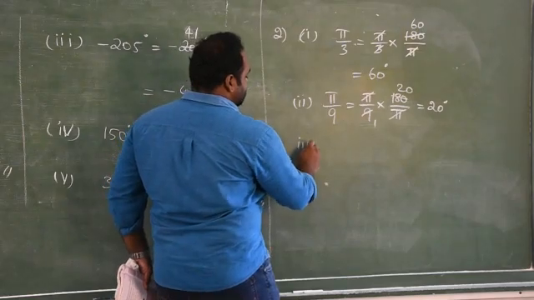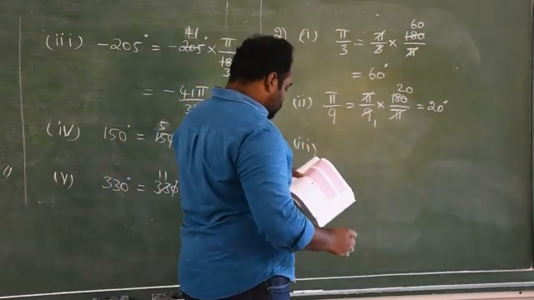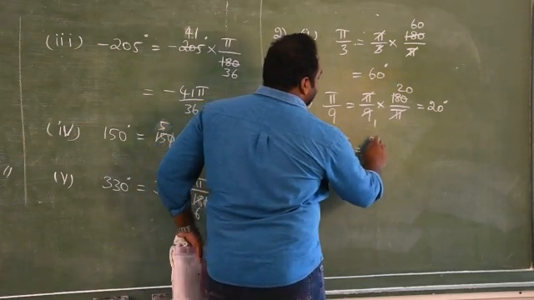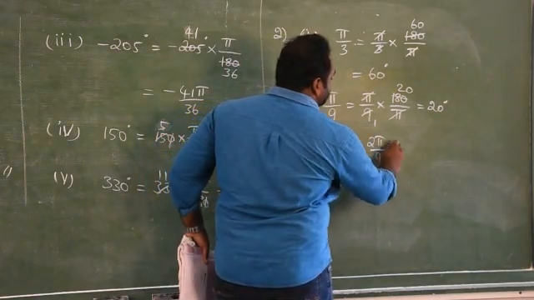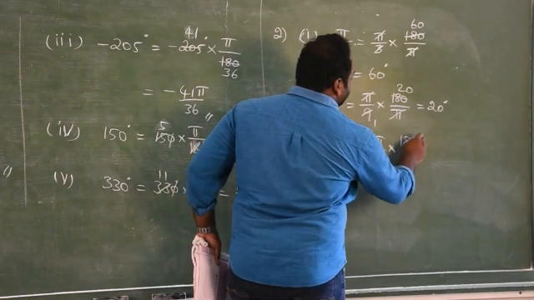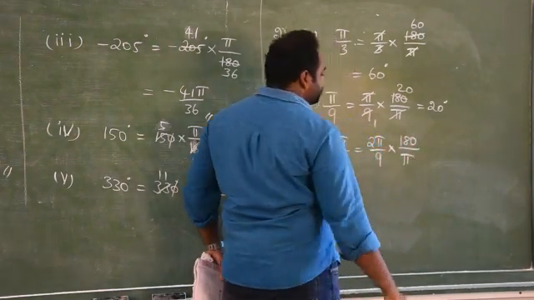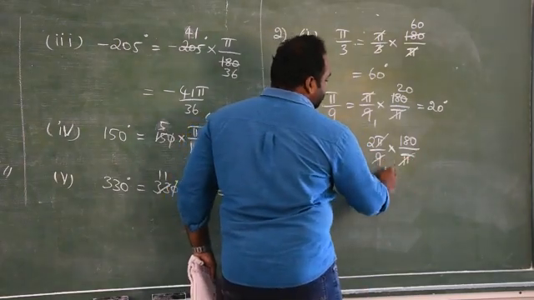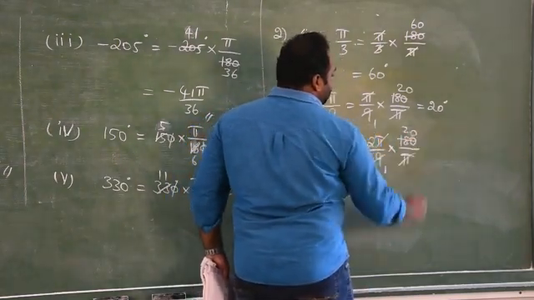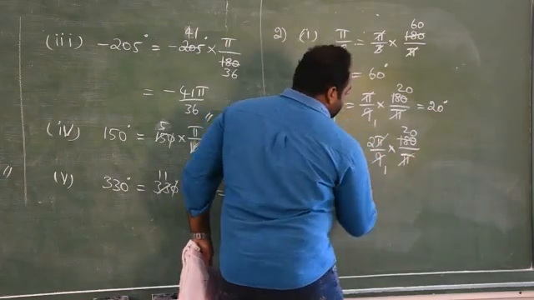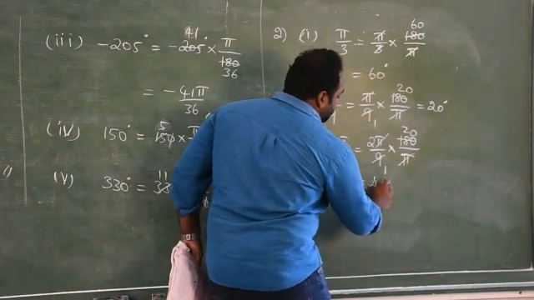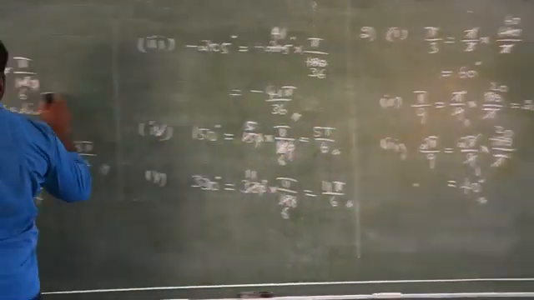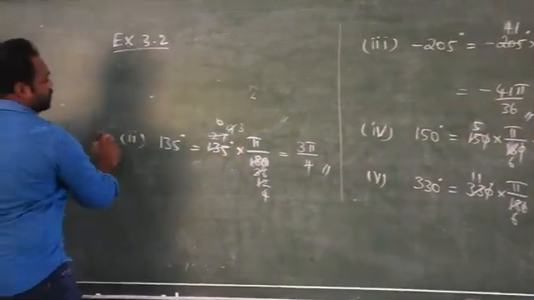Next, third question, 2 pi by 9 equals 2 pi by 9 into 180 by pi. So here this pi and this pi cancel. Here we have 1 time, 20 times, 20 into 2, 40 degree. So 40 degree.